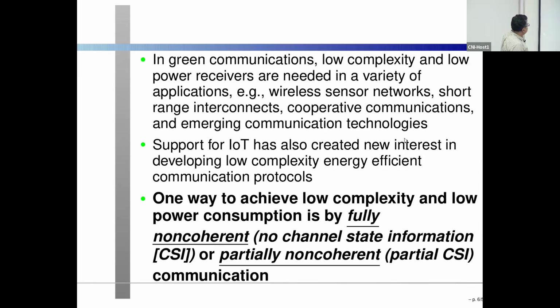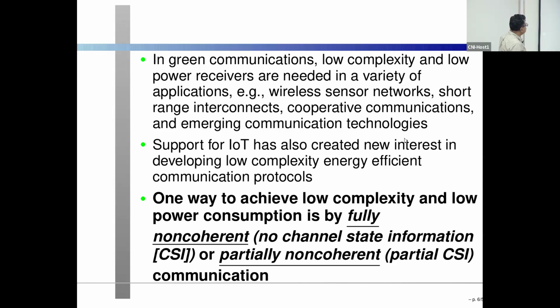Okay. Now, one of the key features in green communications is that you want low complexity and low power receivers. And some of the applications which are of immediate concern are wireless sensor networks, then short range interconnects, cooperative communications, and some emerging technologies. And of course, support for IoT has also created interest in green communication.